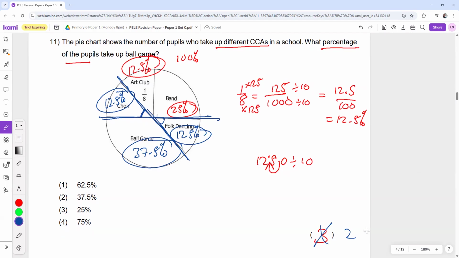Anyone? Yeah, yeah. So Mr. Ong put the answer wrongly. It will be number two, not number three. So answer number two. Okay. So those who got it correct, you can heave a sigh of relief. You get 2 more marks.